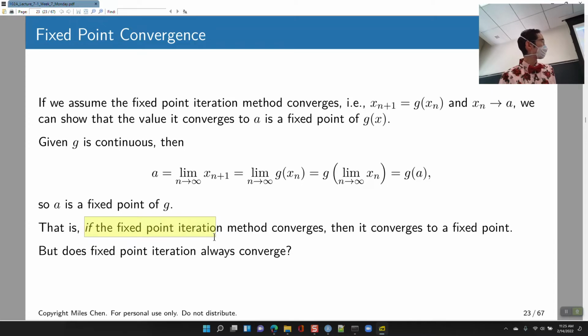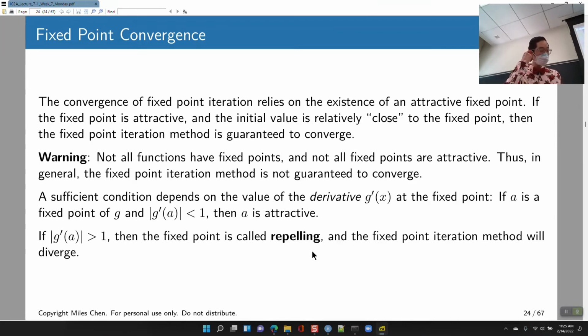So if the fixed point iteration method converges, then it converges to a fixed point. But does fixed point iteration always converge? And unfortunately, the answer is no. Fixed point iteration does not always converge. It relies on the existence of an attractive fixed point. But not all fixed points are attractive. If it is attractive and your initial value is relatively close, and this is just loosely thrown out there, then the fixed point iteration method will converge. But not all functions have a fixed point, and not all fixed points are attractive.